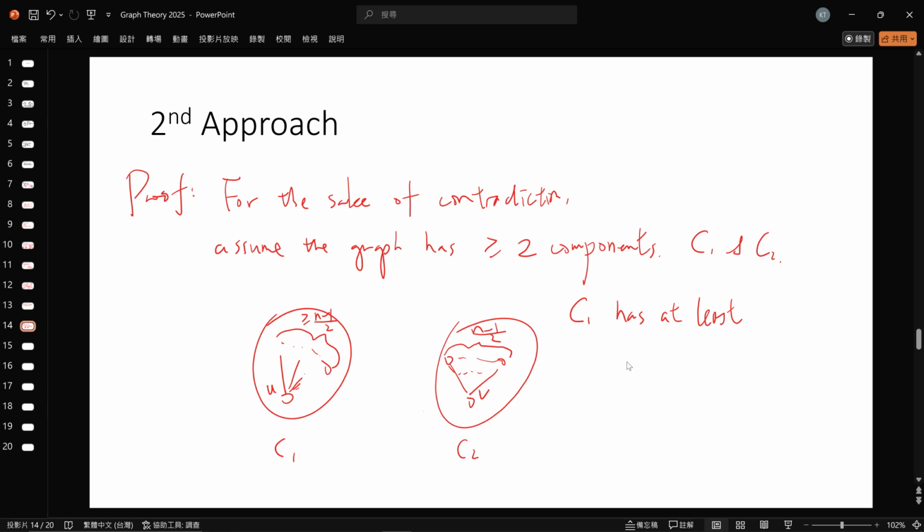And all these neighbors are in C1. Now we know that C1 has at least 1 plus the number of neighbors of U vertices. Similarly, C2 has this many nodes, or vertices.